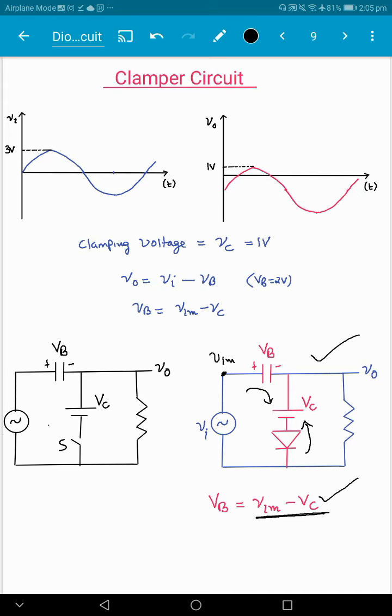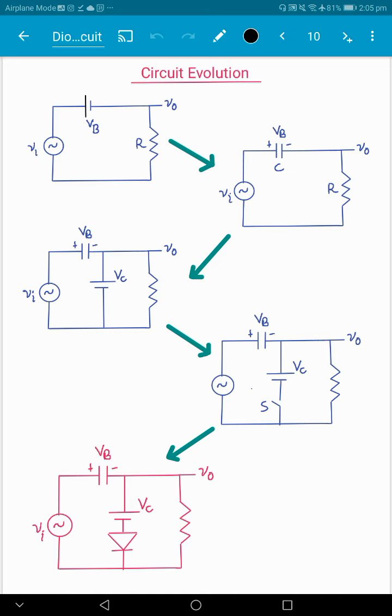So what we have done, note that in this synthesis approach, is start from a very simple solution like this here, solution number 1, and gradually we saw that all we needed to do was V0 is nothing but Vi minus Vb.